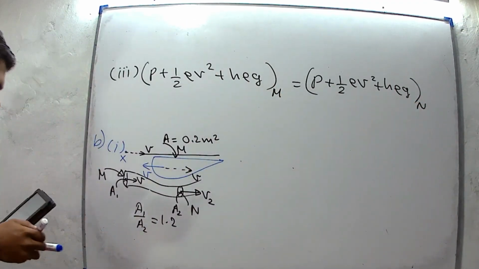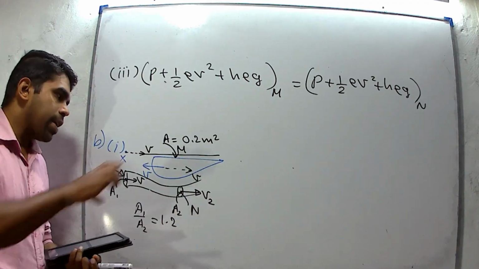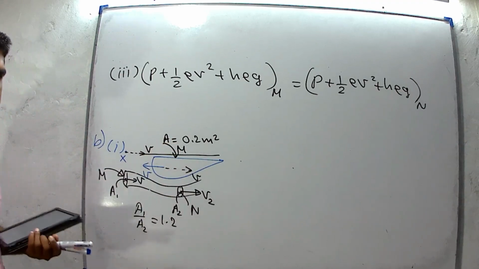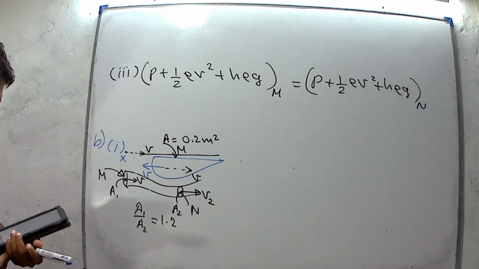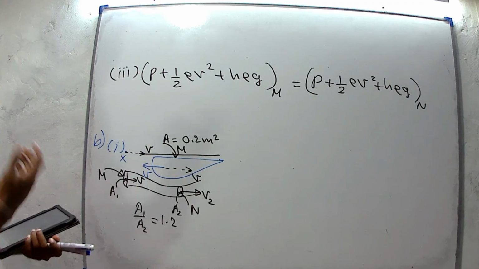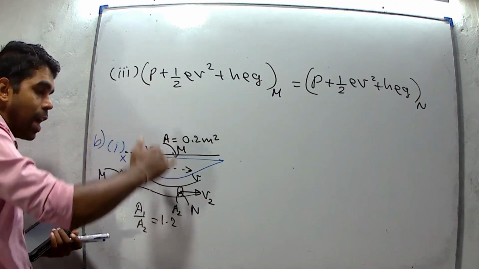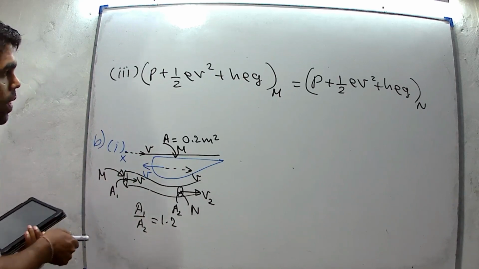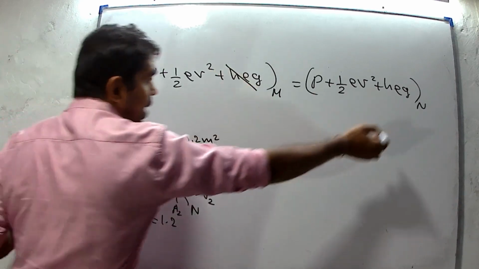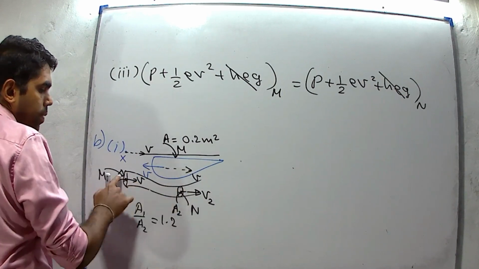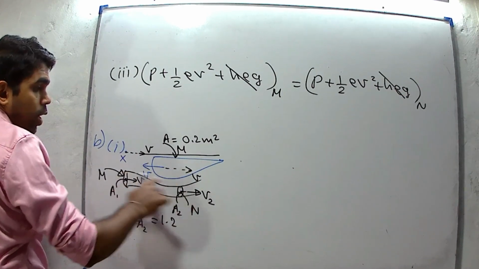Now, when considering the height difference for point M and point N, we have to consider it as a negligible value. It is not given in the question, and we know that it is a small value, upper and down sides of the spoiler. Therefore, we can cancel out H rho G. We can consider this line as a horizontal line.